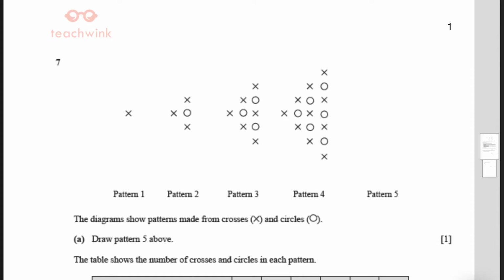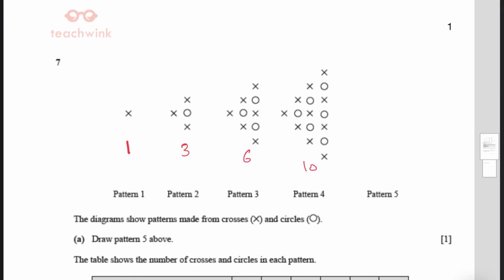The diagram shows pattern made from crosses and circles. Draw pattern 5 above. Okay. So we look at the number of x's and the number of circles. In the first pattern there is 1 x. In the second pattern there are 3. In the third pattern there are 6. In the fourth pattern there are 1, 2, 3, 4, 5, 6, 7, 8, 9, 10.